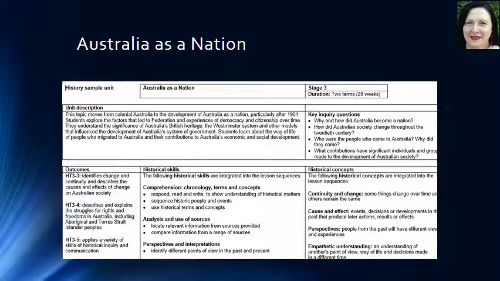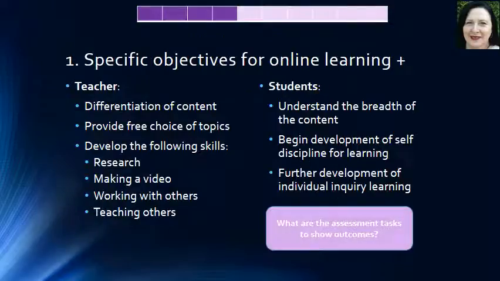In the case of the sample that we're going to be looking at today, it's the Australia as a Nation unit of work that's part of the Australian curriculum, and I'm looking at this for stage 3, so that's years 5 and 6. In an age range, we're talking about 11 to 12-year-old children. So the Australia as a Nation unit actually asks for quite in-depth historical skills. It also gives a whole range of material from an inquiry learning point of view. So that's the focus we're going to take.